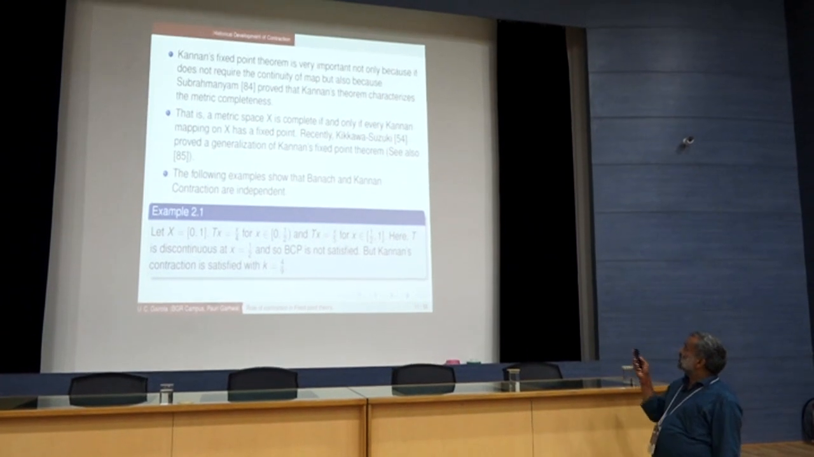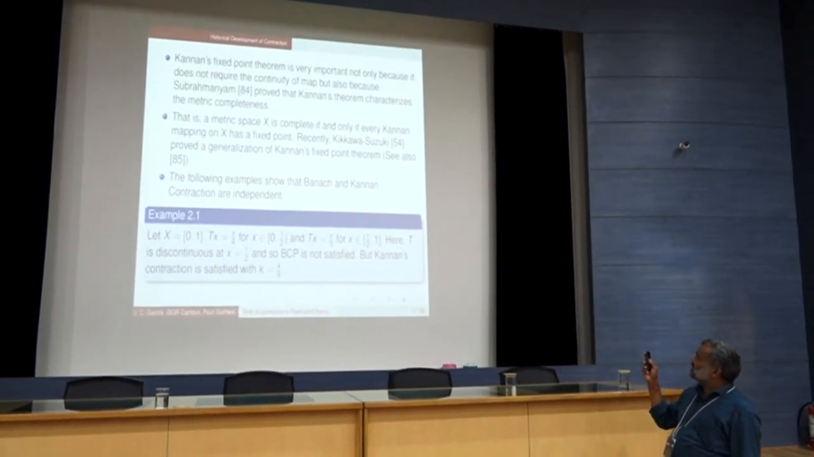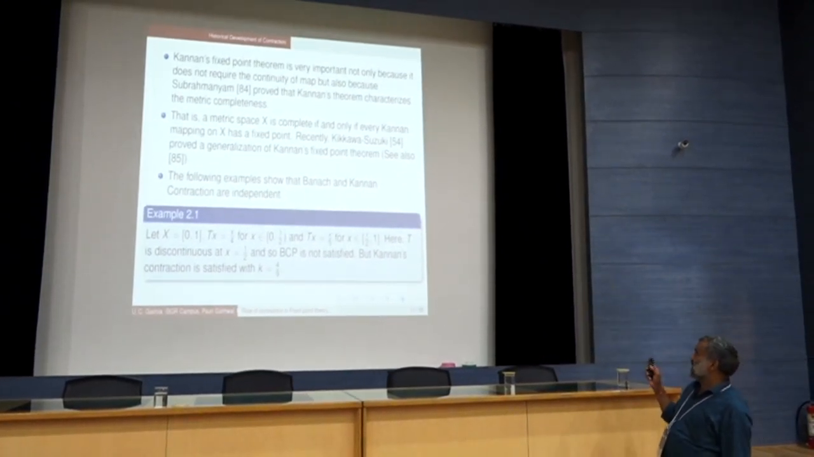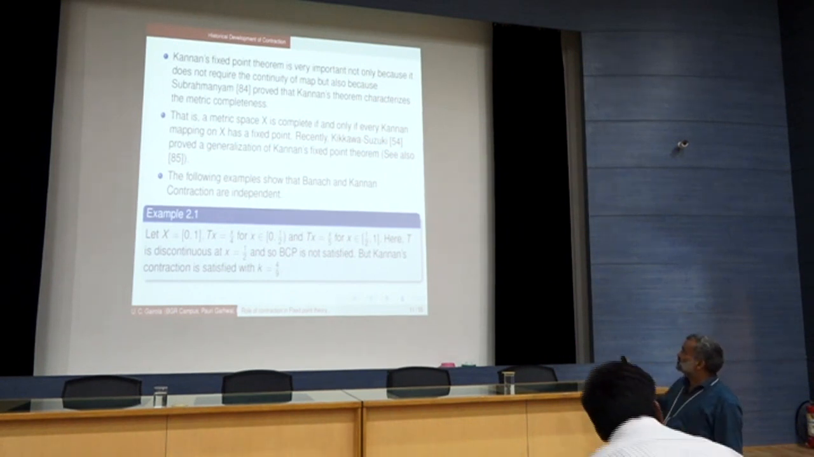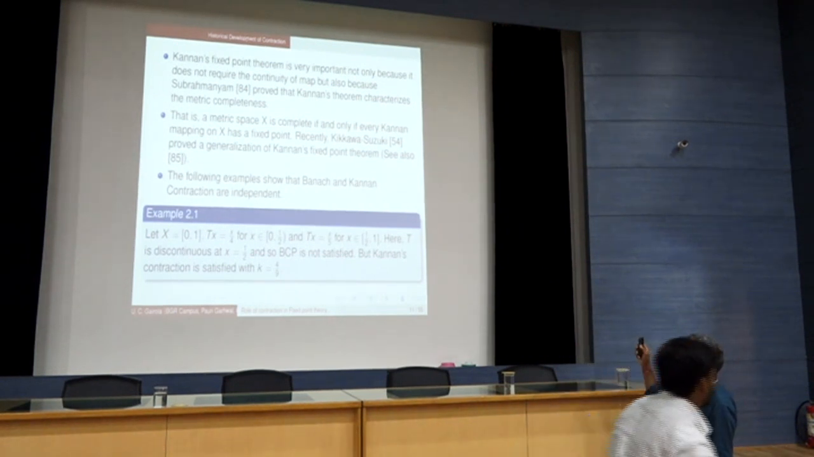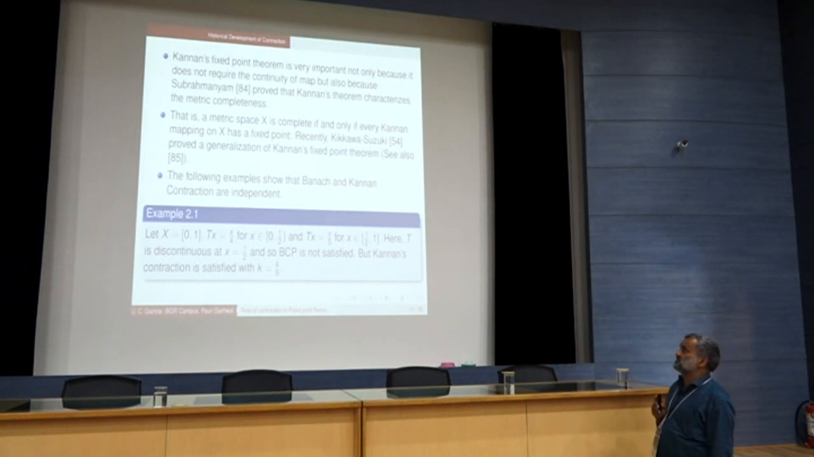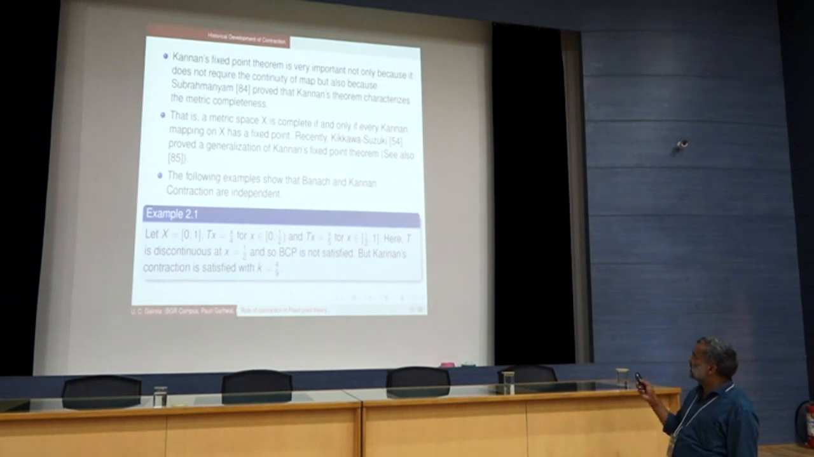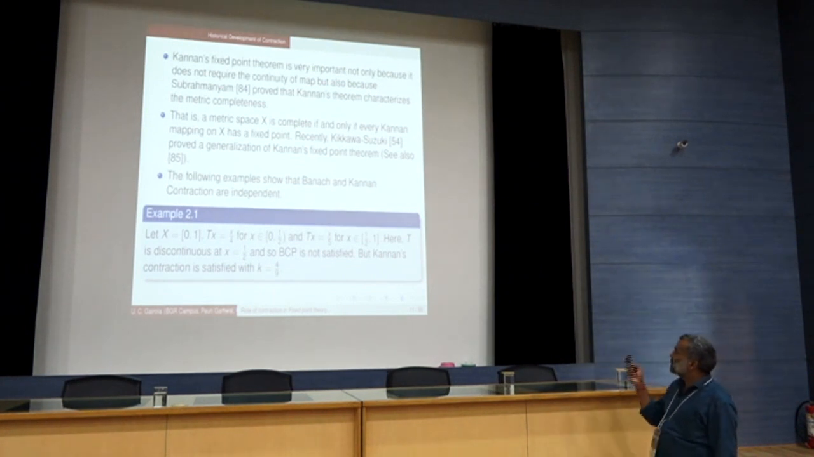The Kannan fixed point theorem is very important, not only because it does not require the continuity of the map, but also because Subrahmanyam in 1975 proved that the Kannan theorem characterizes metric completeness. That is, a metric space X is complete if and only if every Kannan mapping on X has a fixed point. And recently Kikkawa and Suzuki proved a generalization of the Kannan fixed point theorem. You can see the reference 85.